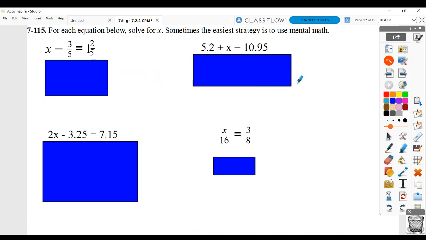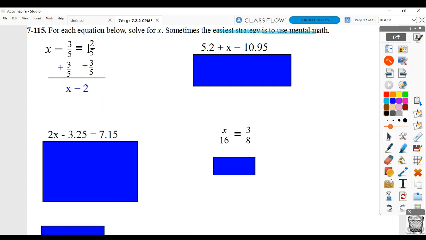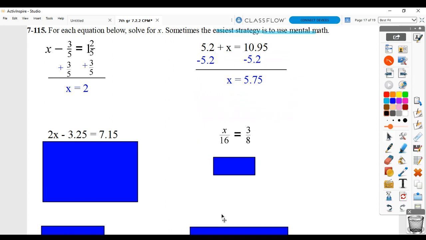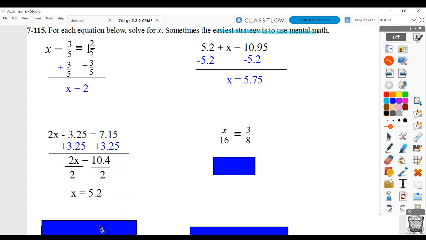For 7.1.15, you need to solve for x, and in some cases, they suggest you may want to use some mental math. So here you're going to add 3/5 to both sides, get x equal to 2. It does not say you need to do a check, so you don't. Here you would subtract 5 2/10 from both sides, giving you x equal to 5 75/100. Here you would add 3 25/100 to both sides and then divide by 2. So you get x equals 5 2/10.